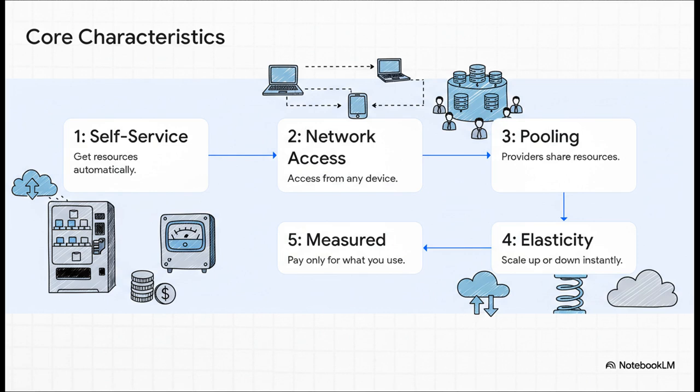Second, broad network access. You can get to it from anywhere, on your phone, your laptop, whatever. Third, resource pooling. This just means the provider is sharing its big pool of resources among lots of different customers, which makes everything super efficient. Number 4 is a big one, rapid elasticity. You can scale your usage up or down instantly, kind of like turning a dimmer switch on a light. And finally, number 5, it's a measured service. Just like your electric bill, you only pay for what you actually use.